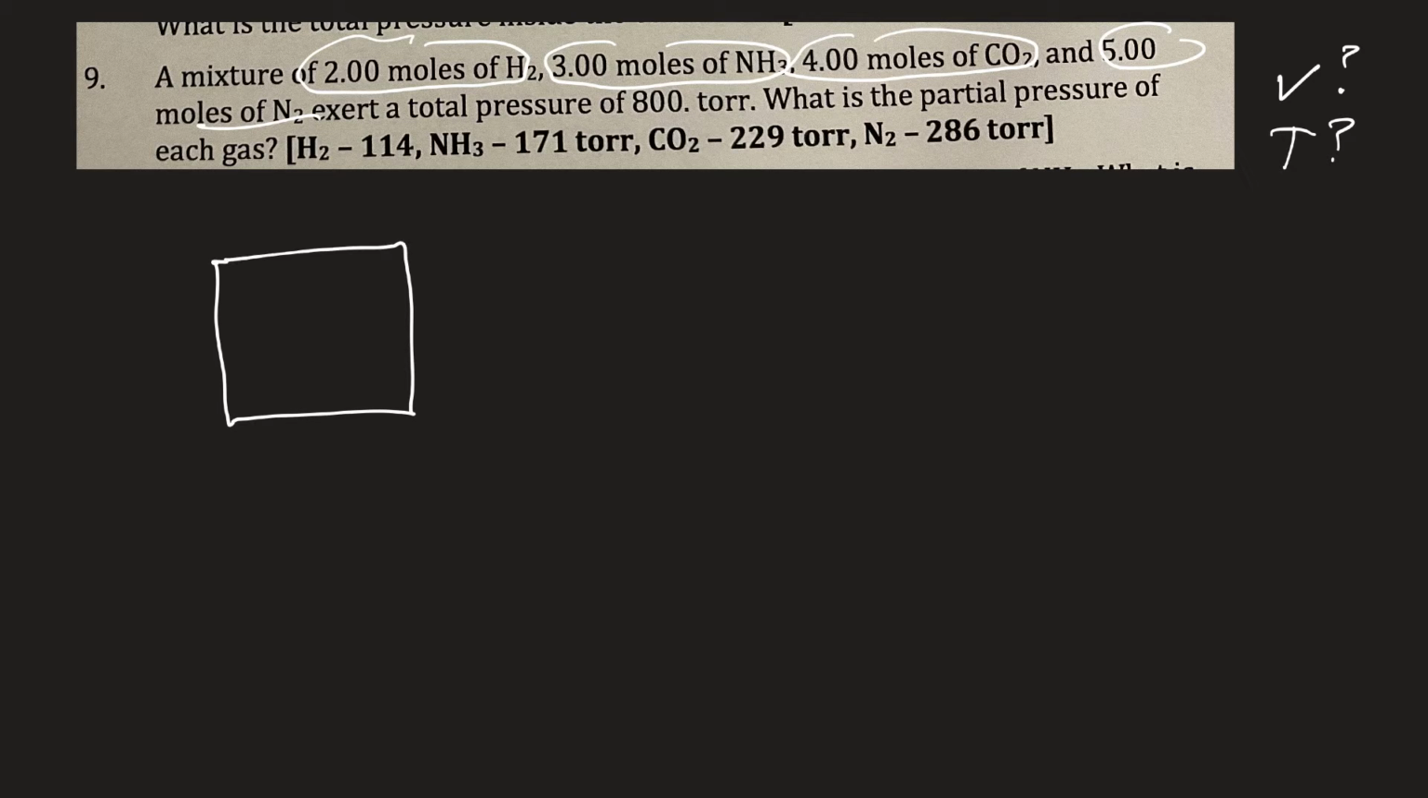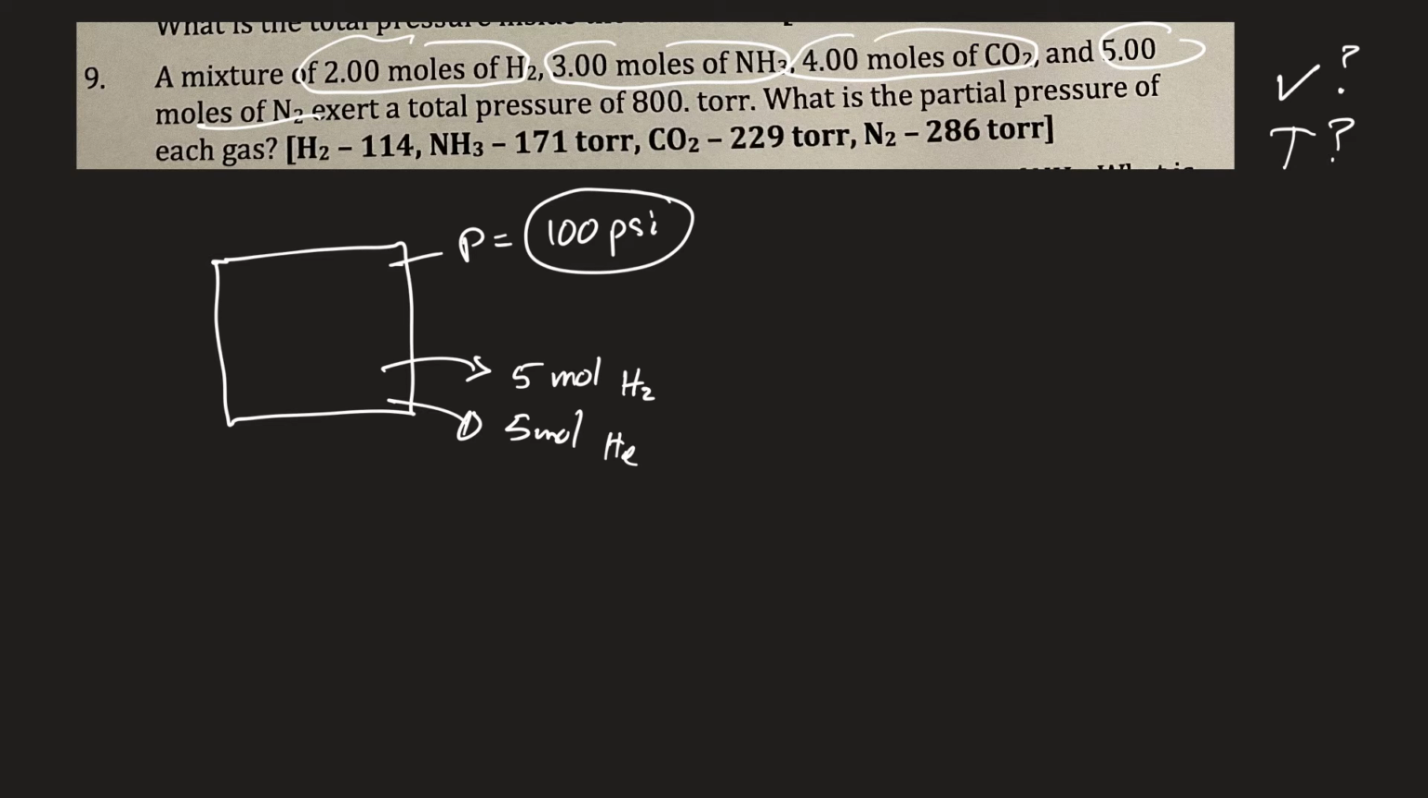So say I have a tank, and the pressure inside there is 100 psi. Say I have inside the tank 5 moles of hydrogen and 5 moles of helium. So if the whole tank is giving me 100 psi, how much of that psi would hydrogen be given, and how much of the psi would the helium be given?